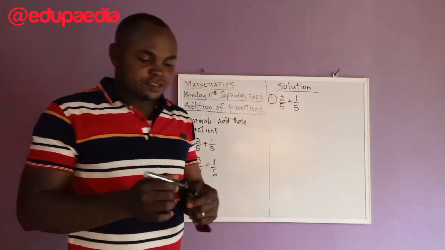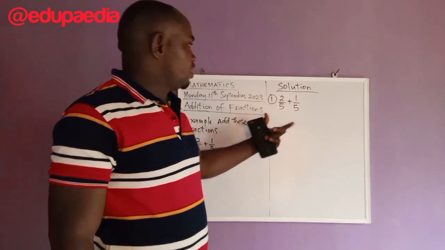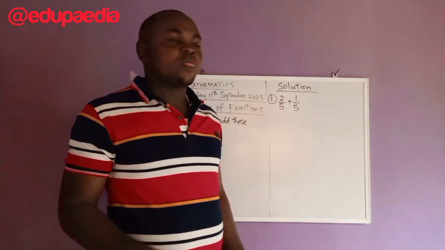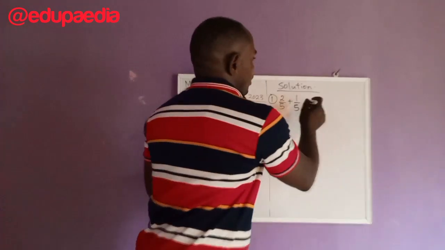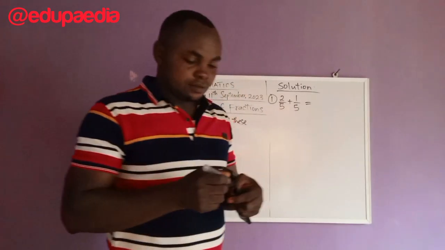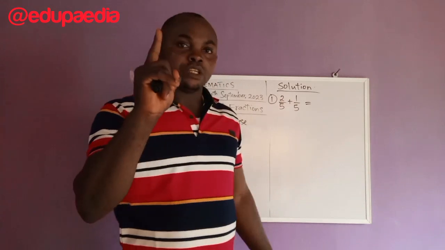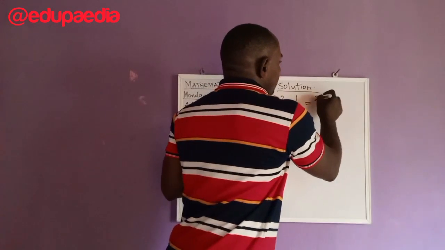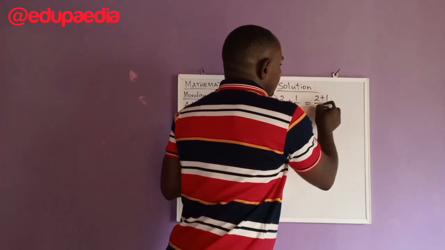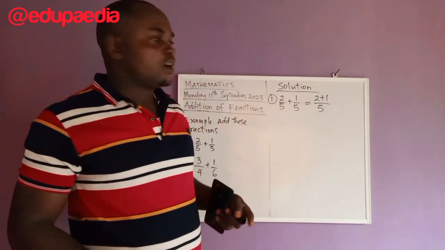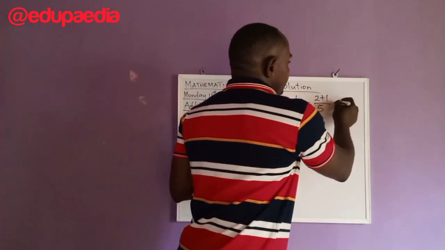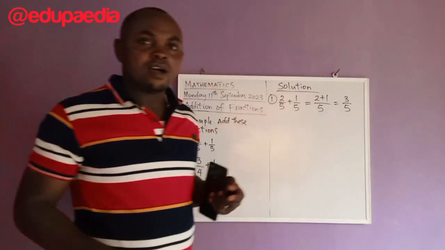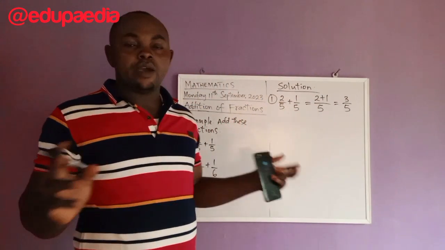If you look at the first example here, you discover that the two fractions have the same denominators. So what do we do? We simply add the numerators and put it over the common denominator, which is 5. This will give us 2 plus 1 over 5, and 2 plus 1 will give us 3. 3 over 5. Can you see that? You see how easy it is?